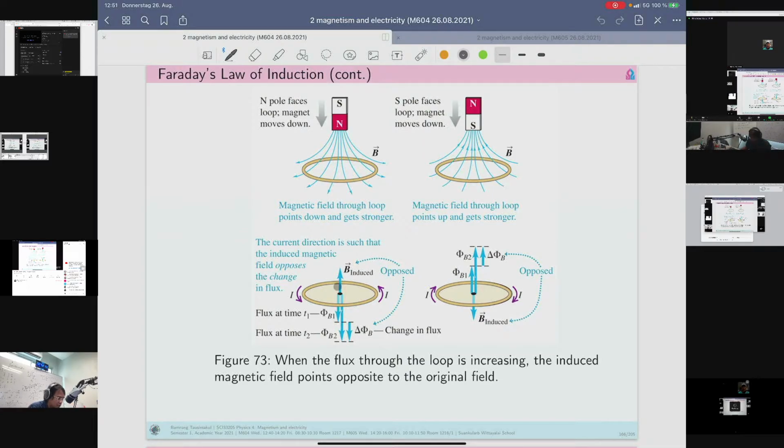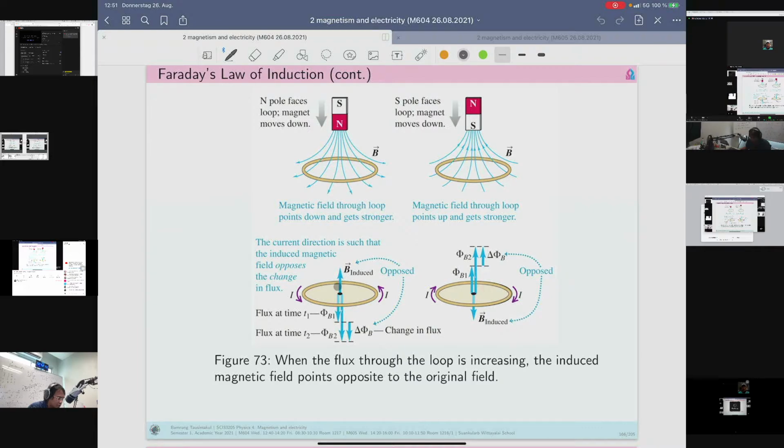And then the direction of the induced magnetic field is opposite to the change in flux. This is what is induced, and in order to be induced, the conductor should behave itself by generating a current rotating in this circular conductor.